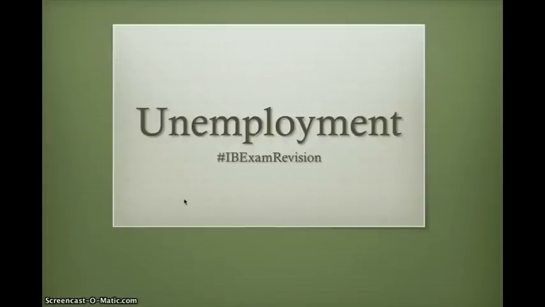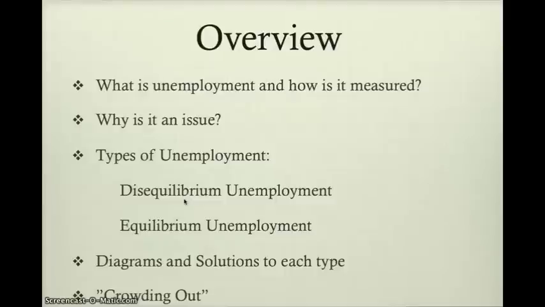This video is about unemployment in economics. So first, a quick overview. What is unemployment and how is it measured is what we will go through first. Then we will explain why it is an issue, and then we'll go in turn through each type of unemployment. First, disequilibrium unemployment, and then equilibrium unemployment. Then we will explain the diagrams and the solutions to each type that you'll need to know for the exams. And finally, we'll talk about crowding out, which is an effect related to unemployment, and the solutions to it.